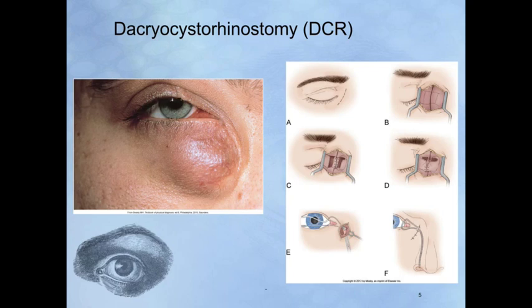Dacryocystitis is inflammation of the lacrimal sac, causing pain, redness, and swelling at the site of the medial canthus. The lacrimal duct may be intubated with silicone tubing, which is passed into the nose. The tube is then passed down the nasolacrimal duct and retrieved under the inferior turbinate.